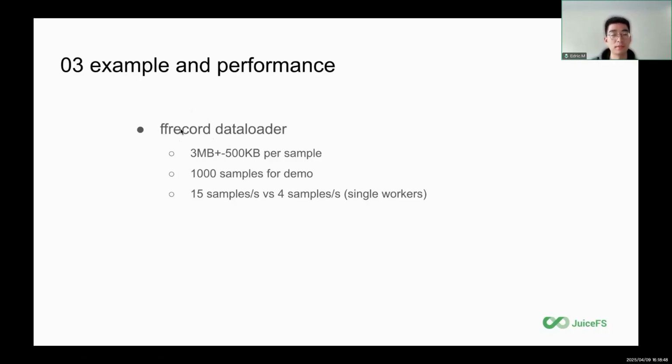Regarding FFRecord, which was quite popular some time ago, it is an open source dataset format from High-Flyer. It is a mode for random reading of large files. Its file header contains something similar to metadata, which records the offset and length of each sample. This allows for precise knowledge of the location of each sample during random reading.